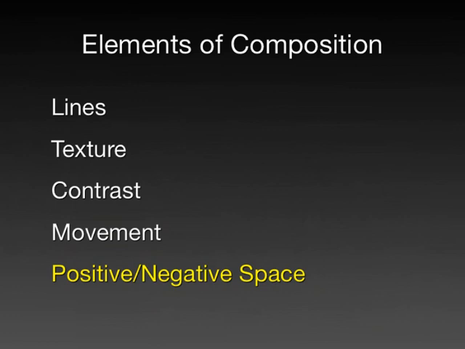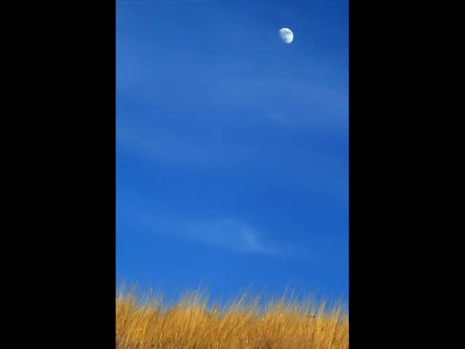Positive and negative space. Negative space can act like a bridge between two subjects within a frame. It can also distract depending on where it's located. Here the blue sky is what you could consider negative space. Not a lot of action happening in there, just a large, relatively blank area.